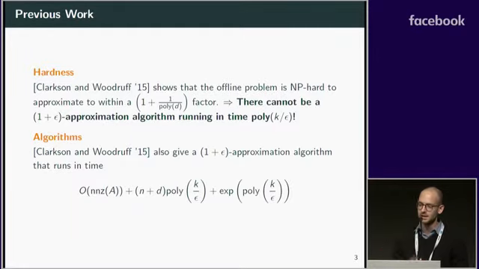On the flip side, they do give a 1 plus epsilon approximation algorithm. The key here is that they spend time exponential in a polynomial in k over epsilon. This is still a big win because it's not exponential in n or d, where n is the number of points and d is the dimension. Other than this exponential term, the leading order term is nnz(A), which means the number of non-zero entries of A. So this is a very, very fast algorithm.